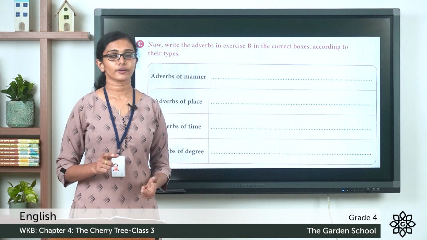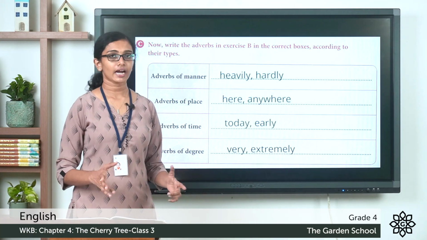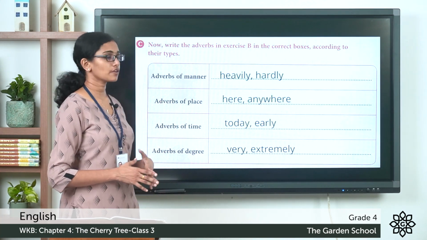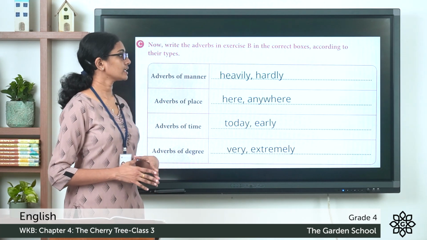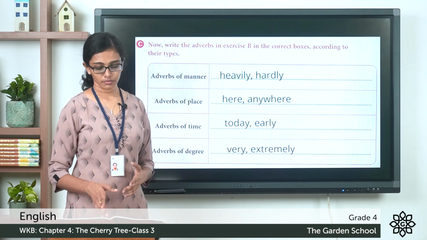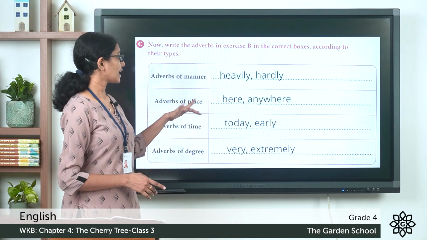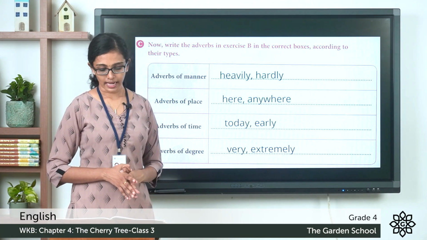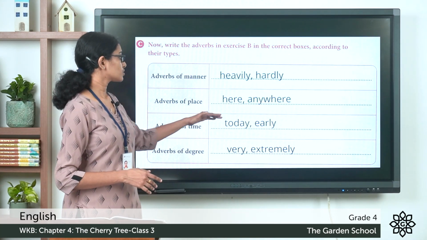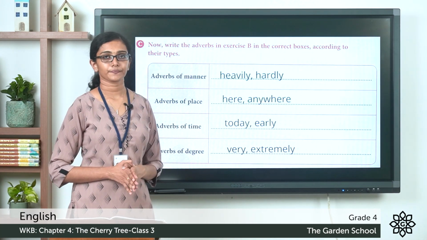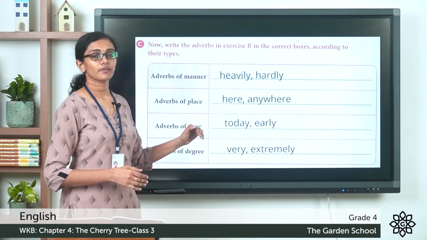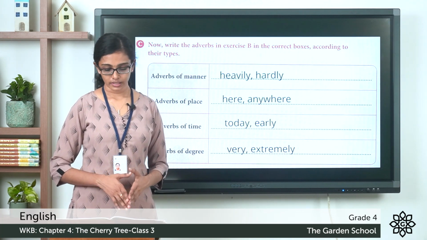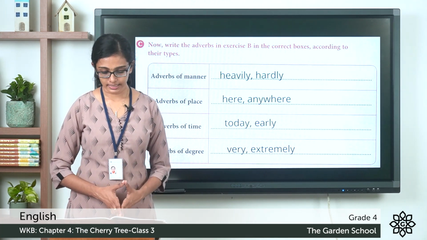Hope you are done with that. Now let's check the answers. Now which are the adverbs of manner described in exercise B? The adverbs of manner were heavily and hardly. And which were the adverbs of place? The adverbs of place were here and anywhere. And the adverbs of time were today and early. And adverbs of degree were very and extremely. So I hope you have done this correctly. Now let's move on to exercise D.